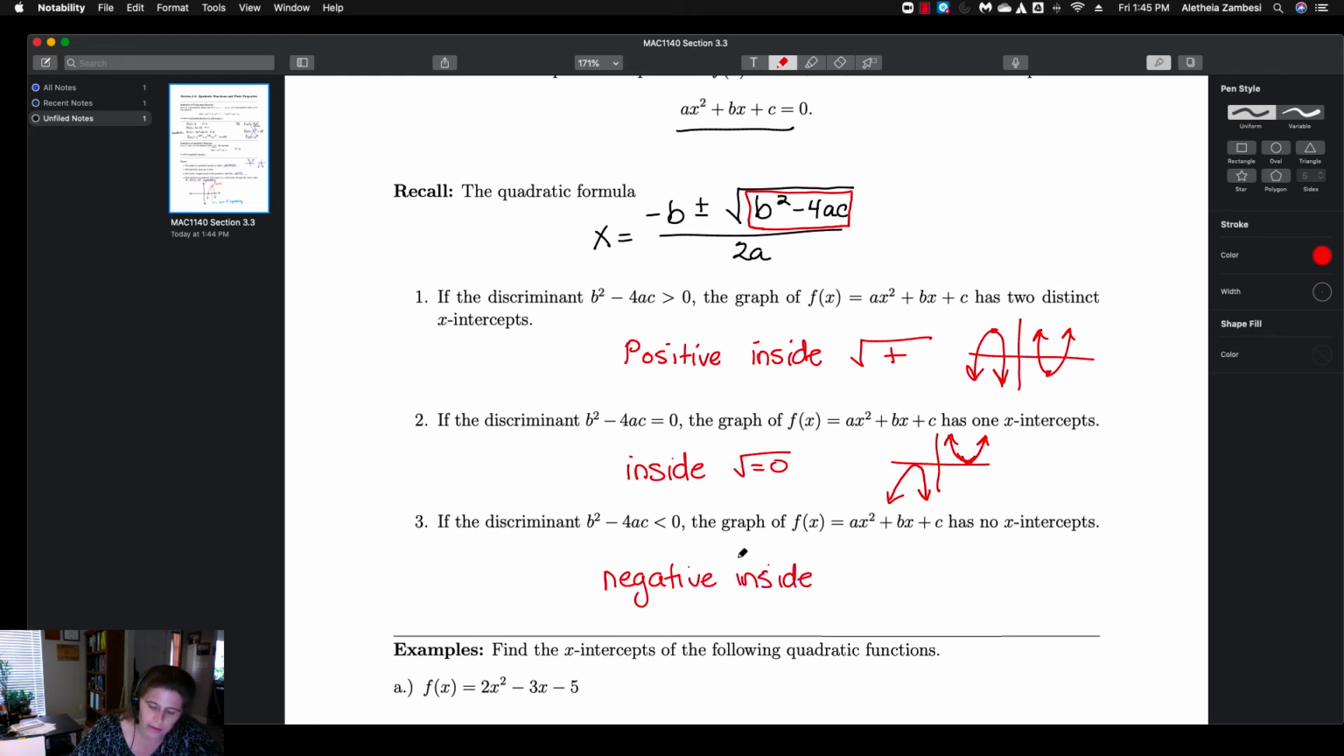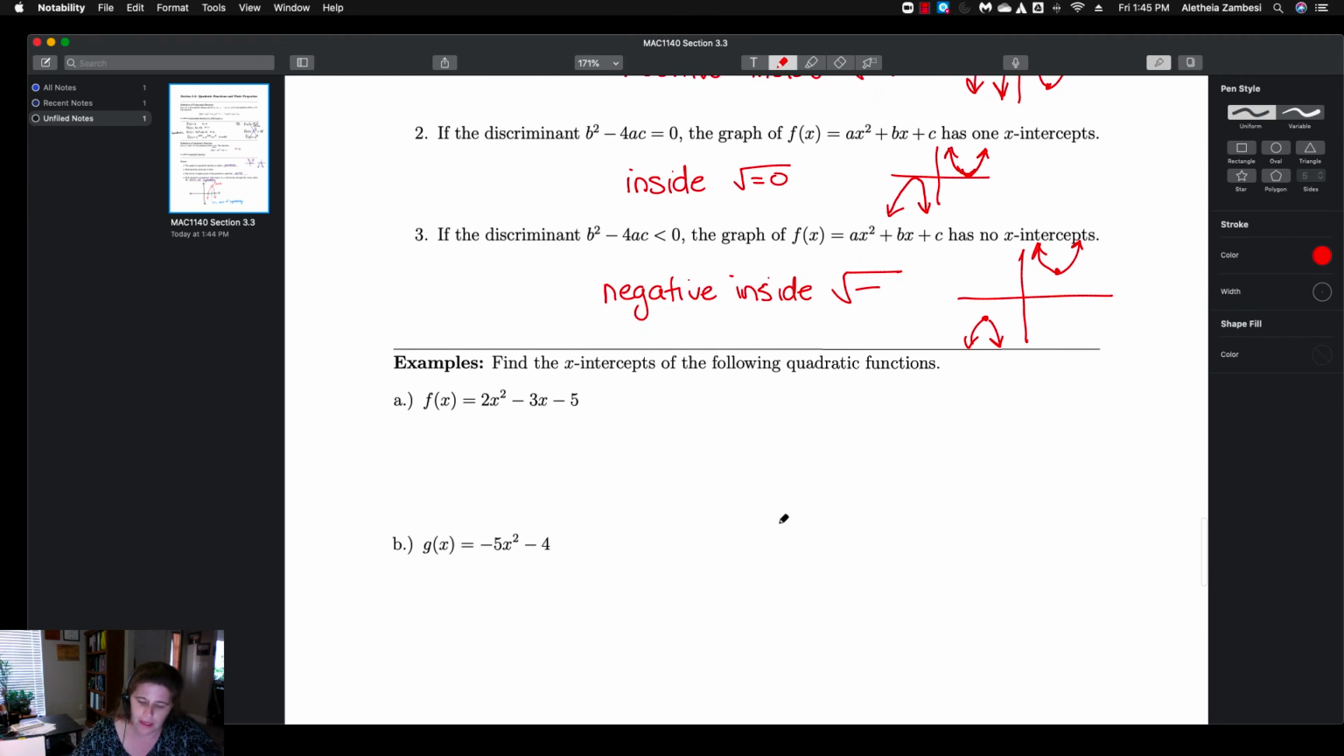Now, if the inside of the square root is negative, then you don't have any x-intercepts. Visually, what that looks like is you have one that starts here and opens up, or it starts down on the bottom and opens down. So those are the three cases.